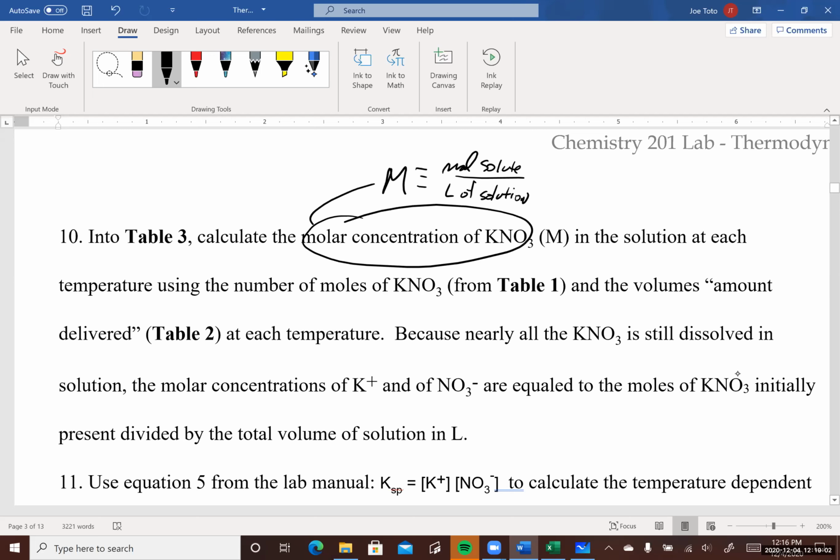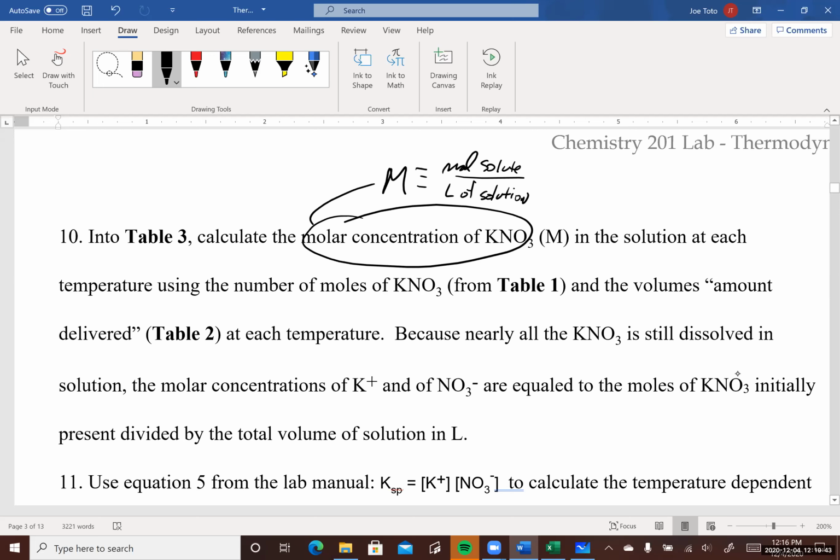Number 12. Now, for number 12, they want you to calculate solubility in a different way with different units. So before we calculated solubility in units of molarity, right? But now they want you to calculate the solubility in units of grams of potassium nitrate per 100 grams of H2O. Okay, so that's another way to define a different solubility. So you're going to do that for each case.